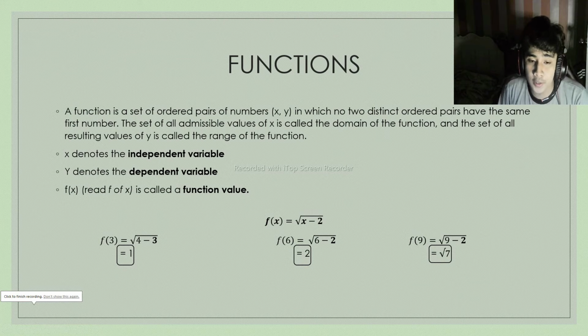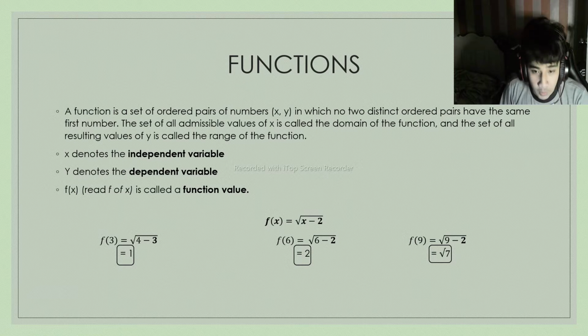A function is a set of ordered pairs of numbers in which no two distinct ordered pairs have the same first number. The set of all admissible values of x is called the domain of the function, and the set of all resulting values of y is called the range of the function. In this definition, the restriction that no two distinct ordered pairs can have the same first number ensures that y is unique for a specific value of x. The symbols x and y denote variables because the value of y is dependent on the choice of x. X denotes the independent variable and y denotes the dependent variable.